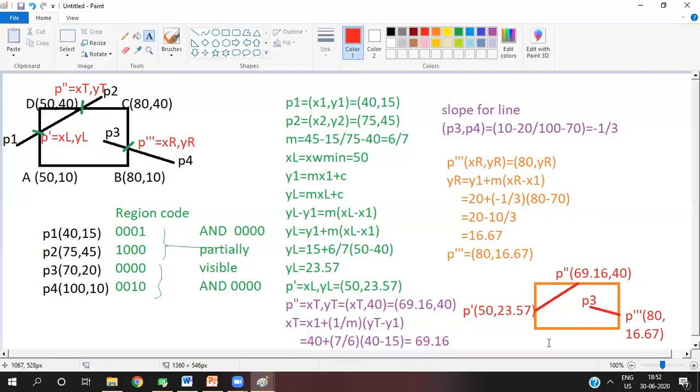That's it. So this is how you can solve the examples of Cohen-Sutherland line clipping algorithm. You just need to know the equation of a line. That's it. From that basis, you can calculate the number of intersection points and you can solve the example like this. As simple as that. Fine. Today we'll stop here.